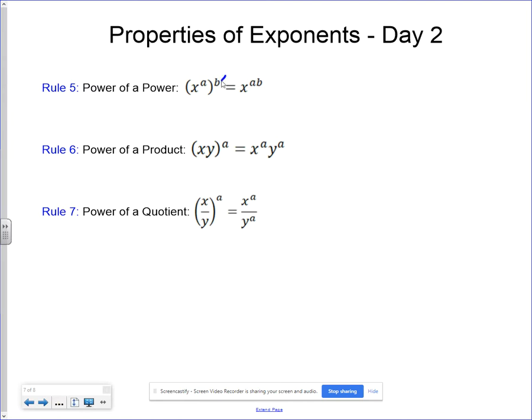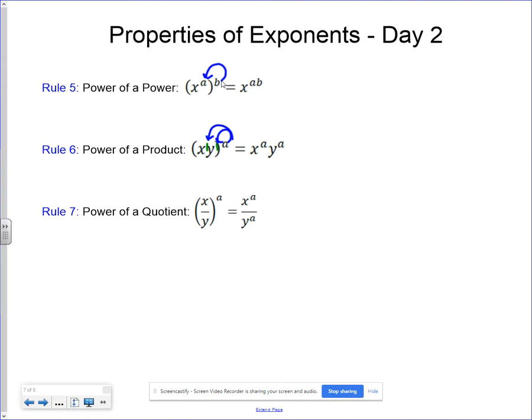So you've got an exponent on the outside of your parentheses, so you multiply by all the exponents on the inside. So you get x to the AB. Basically, this is the same rule for 6 and 7, just written differently. Rule 6 says you can use this rule when you have a product. If you imagine, the exponents on the x and the y are 1, and then you take a times 1, a times 1, you get x to the a, y to the a.